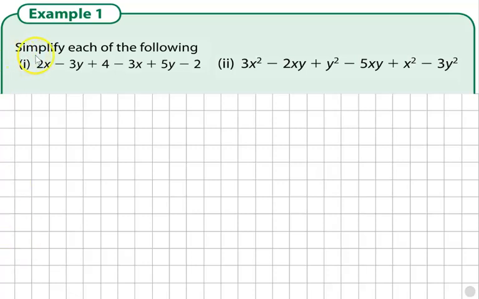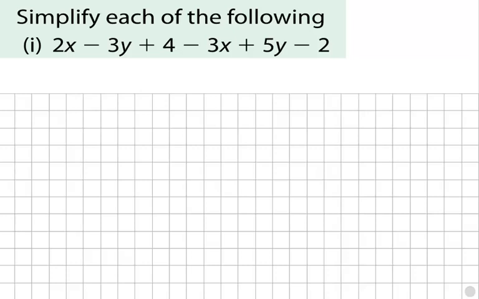Example 1. Simplify each of the following. Part 1. 2x minus 3y plus 4 minus 3x plus 5y minus 2. And part 2. 3x squared minus 2xy plus y squared minus 5xy plus x squared minus 3y squared. Part 1.